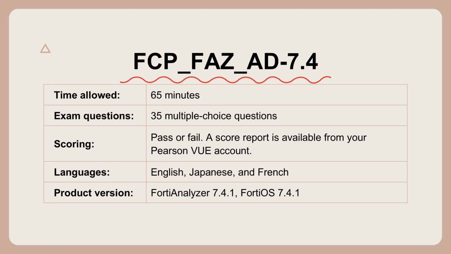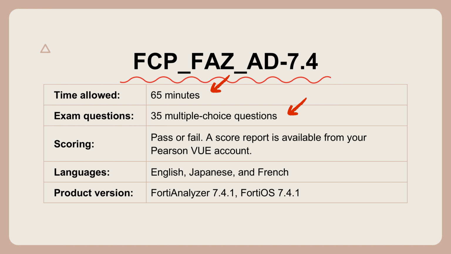So first, let's paint a picture of the exam itself, just for some context. The official name, as your sources indicate, is the FCP FAZ AD 7.4. Keep an eye out for that acronym if you're going through study materials. In terms of time commitment, you'll have a total of 65 minutes to complete it, and within that time you'll be facing 35 multiple choice questions. So efficiency and focused knowledge are going to be key.